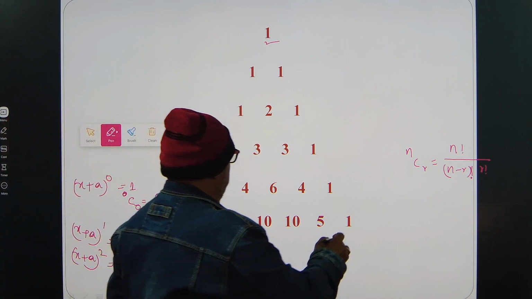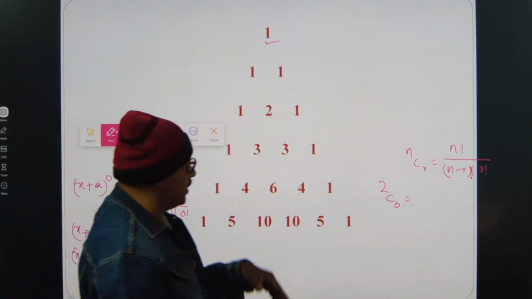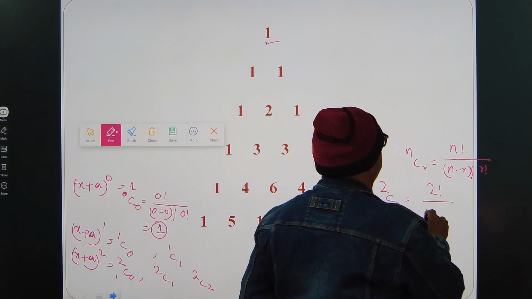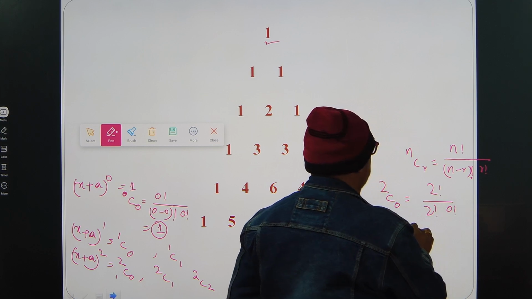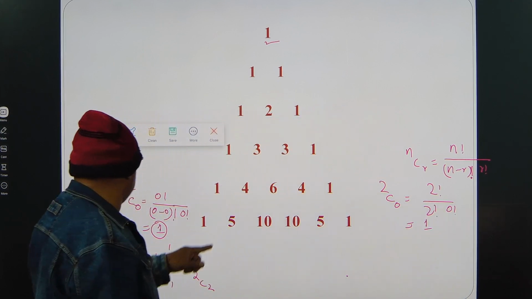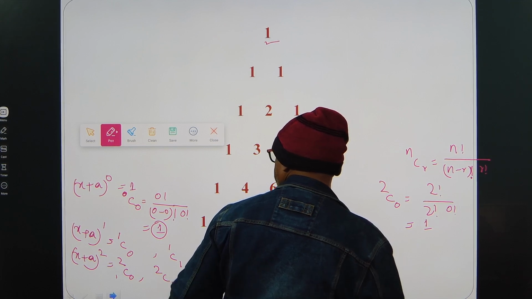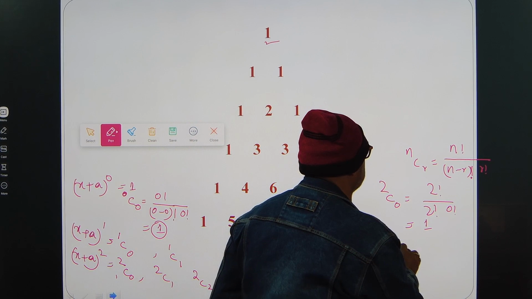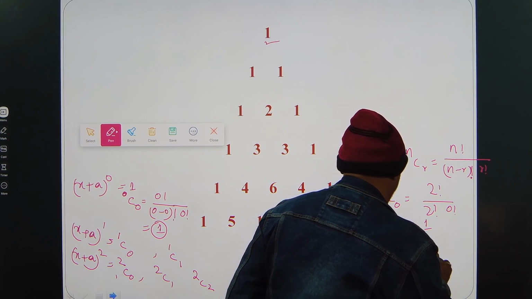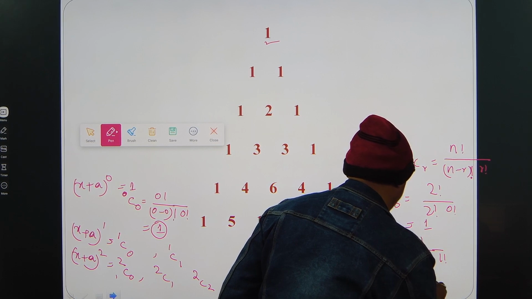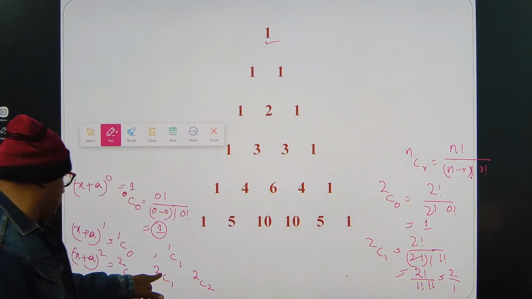In case of 2c0, here n value is 2, r value is 0. Put it: 2 factorial divided by n minus r, that is 2 factorial, into r factorial, that is 0 factorial. 0 factorial value is 1, so that is 1. Similarly, you can find 2c1, that is 2. How? Check it out. 2c1 equals to 2 factorial divided by 2 minus 1 factorial into 1 factorial, that is 2 factorial divided by 1 factorial into 1 factorial, that is 2 by 1, that is 2. Similarly, 2c2 equals to 1.